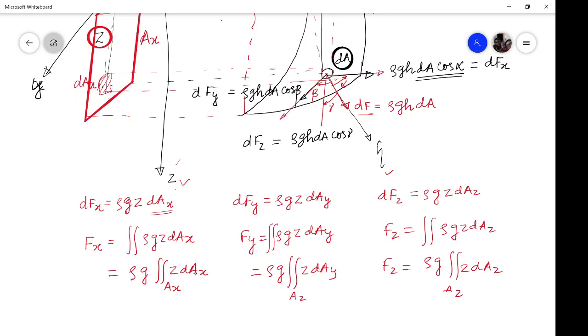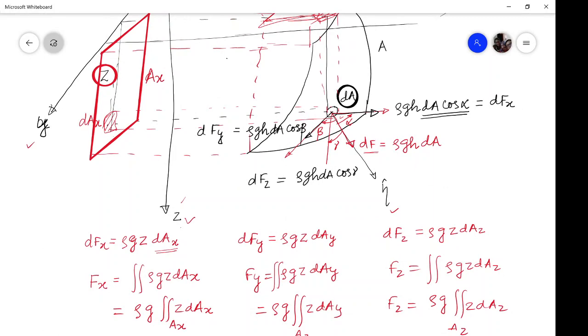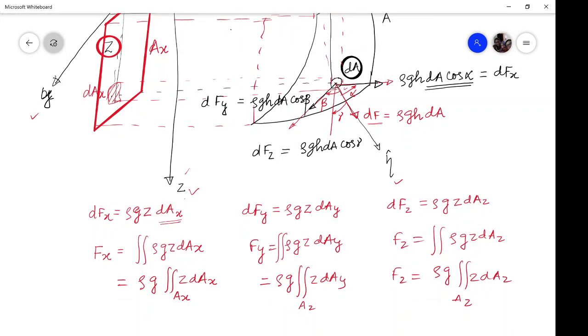Now, if you look clearly, what is this? This is the first moment of area with respect to this axis. Therefore, this is rho g z centroid times the projected area Ax. Likewise, this will be rho g z centroid Ay. Leave aside this point for the time being.